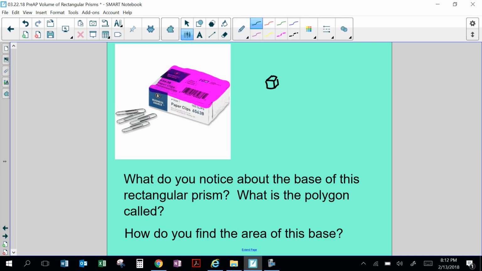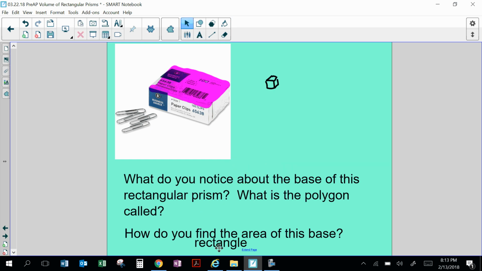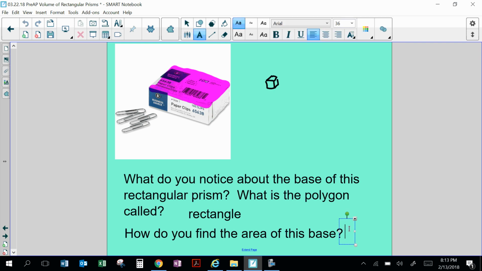So I'm going to type it. What is the polygon called? A rectangle. And how do you find the area of the rectangle? Well, if you look at your mathematics chart, A equals base times height. Do you remember why we capitalized the A? When a variable is capitalized, that means you're going to have to multiply something to get that answer. So the base is a number that's given. The height is a number you're given. You multiply these, and you'll find the area.